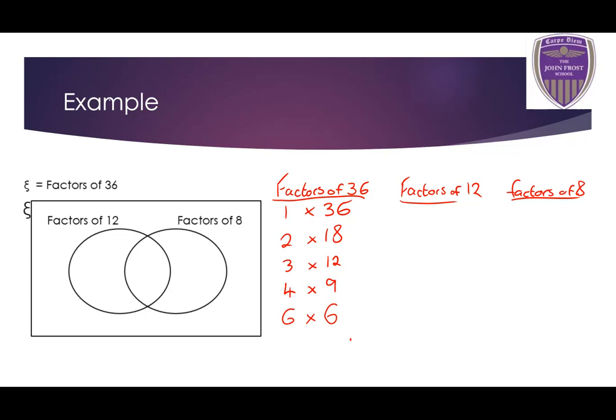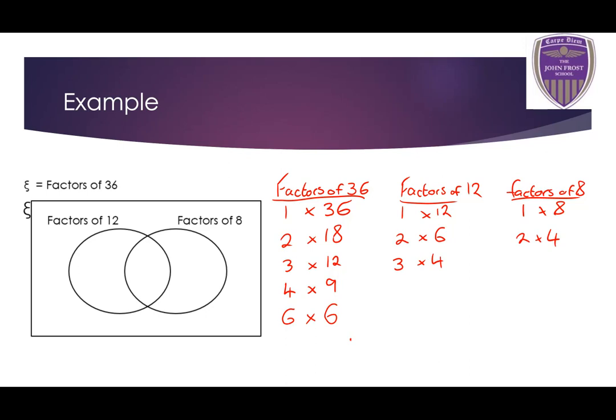What about factors of 12? I could do 1 times 12, 2 times 6, 3 times 4. And I have to stop there because the next one will be 4 times 3, and that's a duplicate. And what about factors of 8? Well, I've got 1 times 8, and I've got 2 times 4.